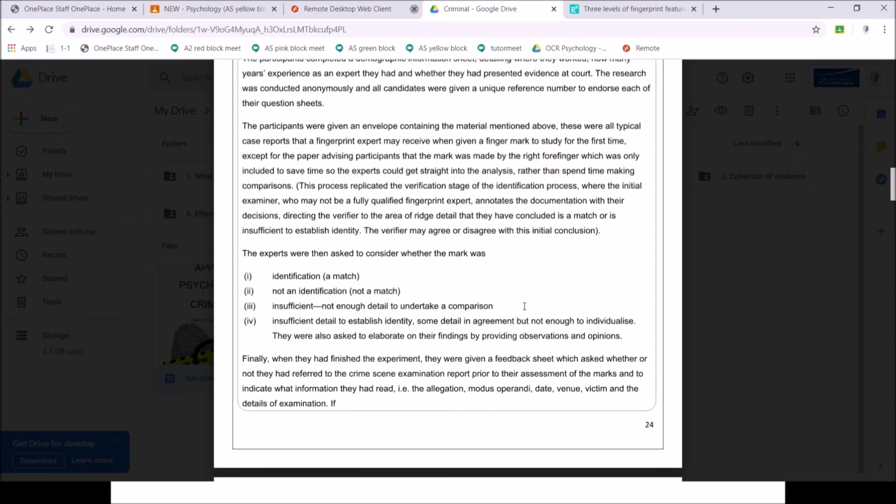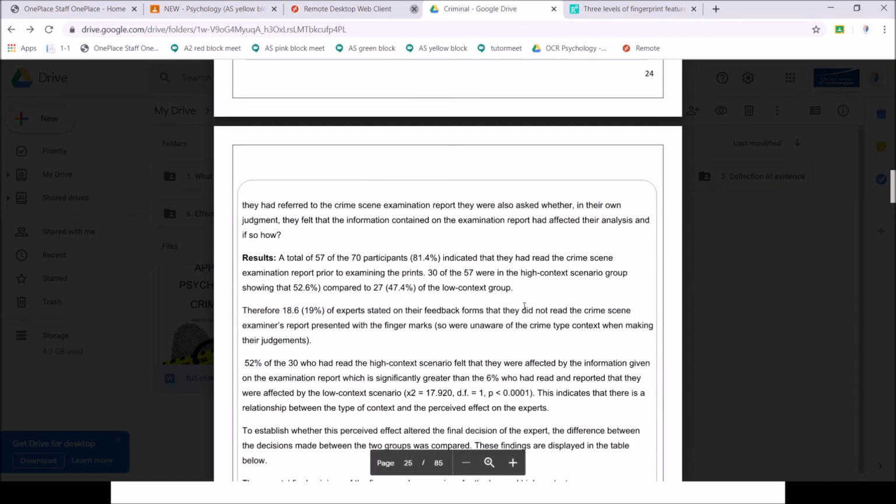And then after this, they were also given a post-experiment questionnaire. So in this, they were asked questions like where they worked, how experienced they were, and had they ever presented evidence in court, and that's where we got all that sample information from. But they were also asked whether or not they had referred to the crime scene in the examination report, and if they had, whether it affected their analysis in any way.